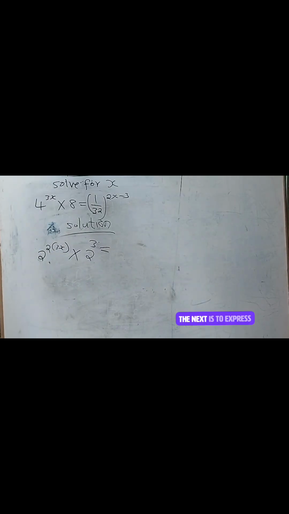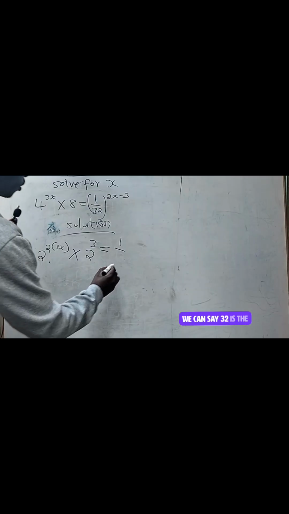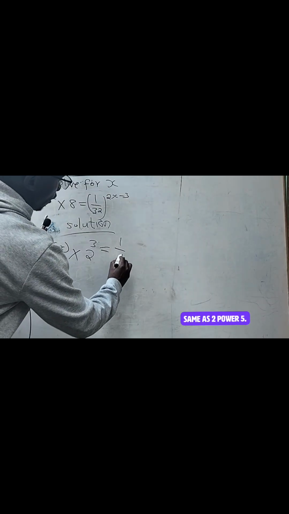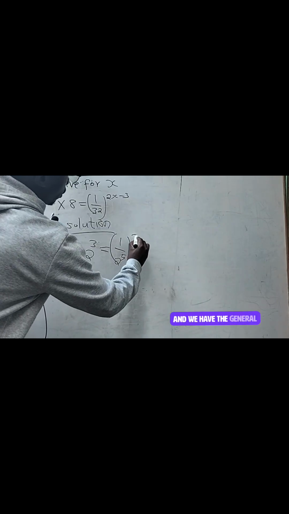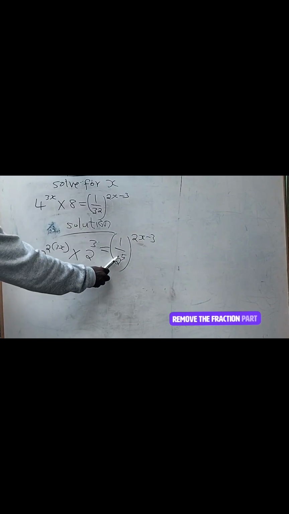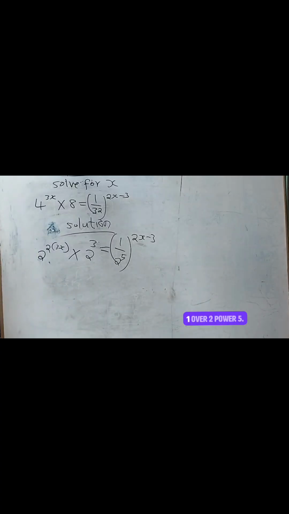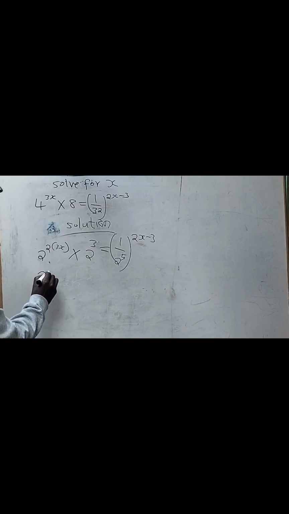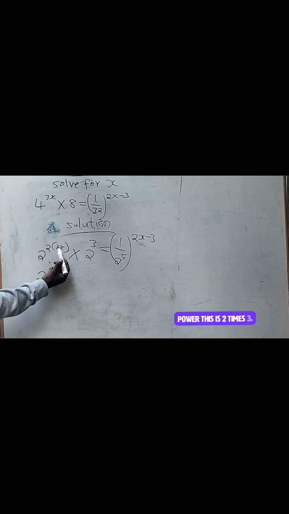The next is to express 32 as an index number. We can say 32 is the same as 2 power 5. And we have the general power here. The next thing, we can remove the fraction part here. 1 over 2 power 5, we can express it as an index without having that fraction. So we come and say 2 power, this is 2 times 3, so that is power 6x.